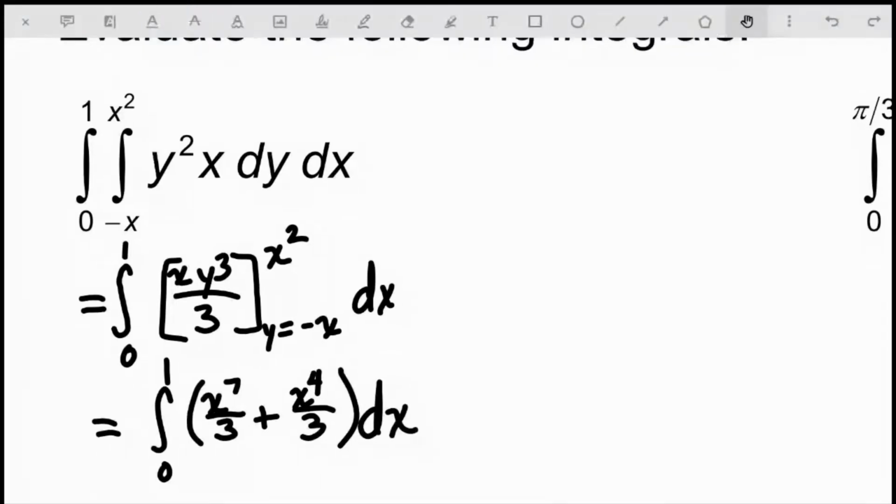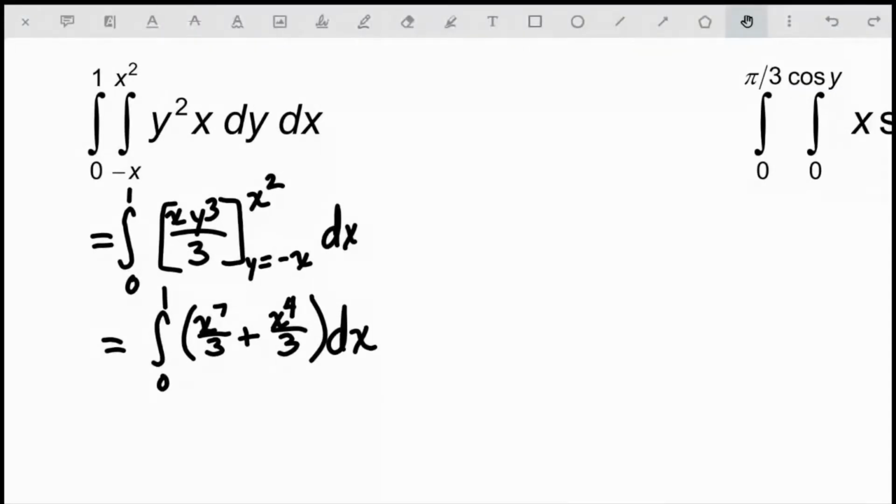Now from here, we're just solving a single variable integral, right? So at this point, I'm not going to show you the rest of these steps because you know what to do. You would end up with 13 over 120. Okay, so not that difficult to do.